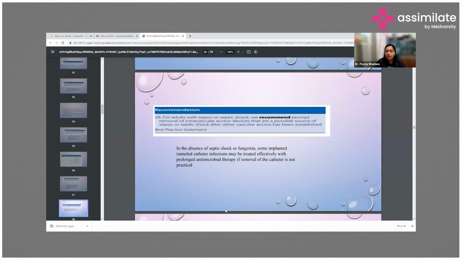But in cases where there is no shock or no fungal infection, some implanted tunneled catheters can also be treated effectively with prolonged antimicrobial therapy, especially in cases where it is not possible to remove the catheter.